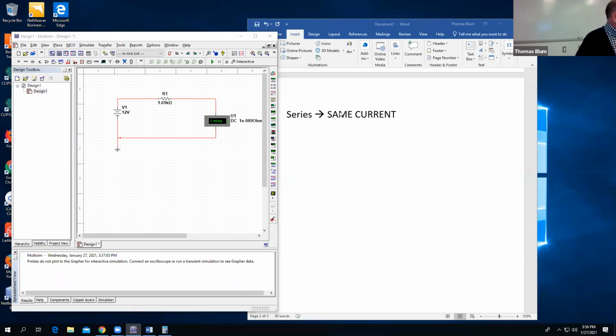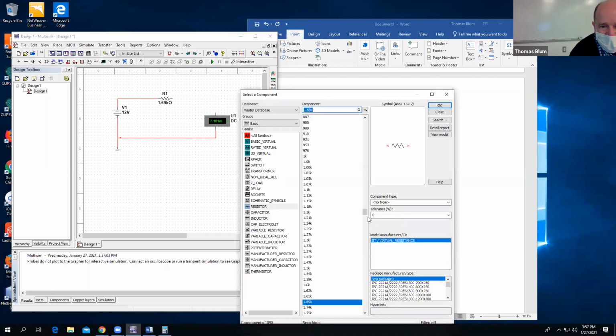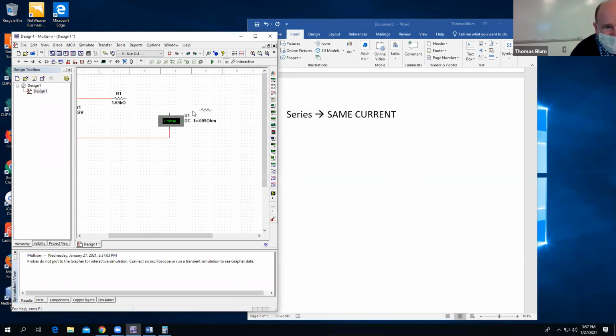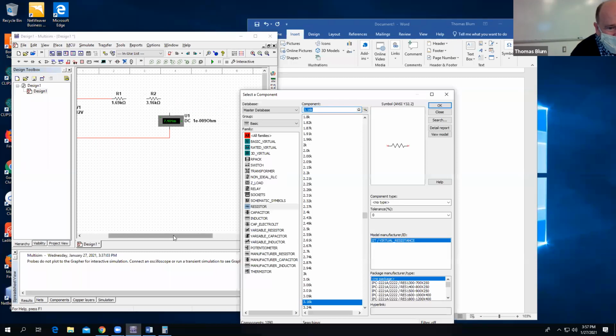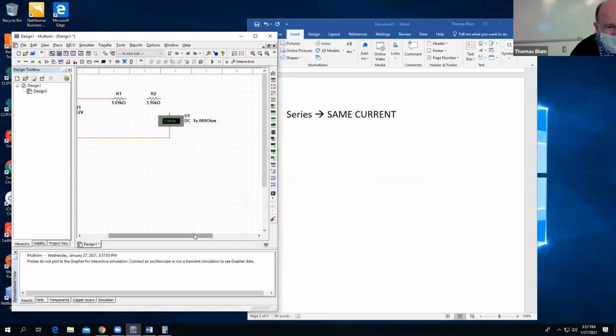Okay, so with this definition of series, meaning that they see the same current, I'm going to add another resistor. So here's the 169. I'm going to break the circuit. Do I have it off? I have it off. I'm going to add another resistor of, I don't know, 3.16. That sounds like a good resistor. Put it in there. Close that guy.